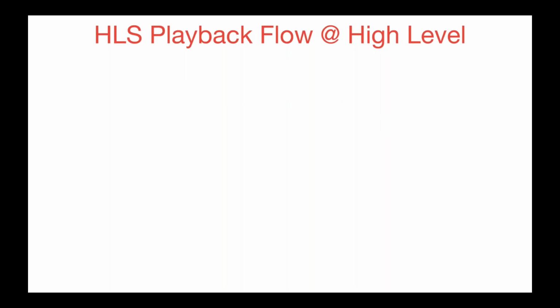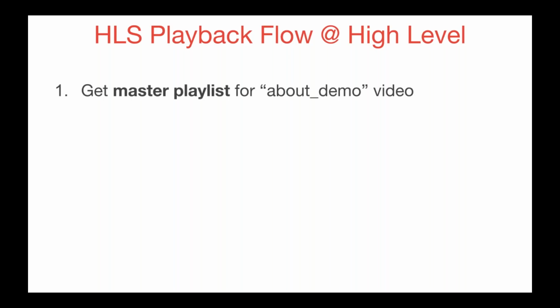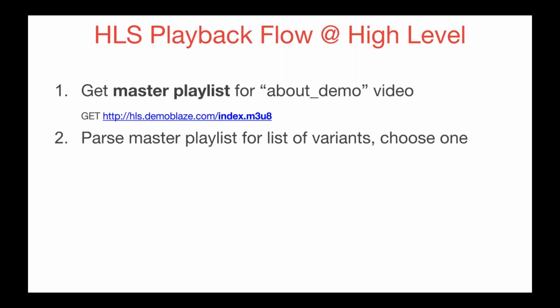Now let's look at the flow of HLS playback at a high level. First, we get the master playlist. In a minute, we're going to look at a live demo, a kind of about-us demo video. The first thing that happens is the browser fetches this index M3U8. By the way, M3U originally was a playlist for MP3s, and the 8 on the end means it's Unicode. We're going to get this index file, parse that master playlist, look at the list of variants in there, and choose one. Let's assume we go for the low bandwidth stream, so we pick the lowest resolution one in the file.